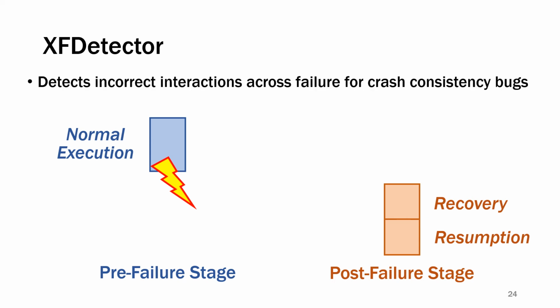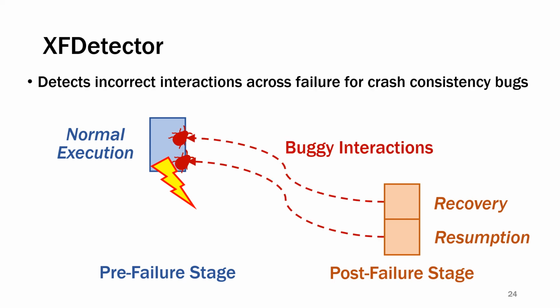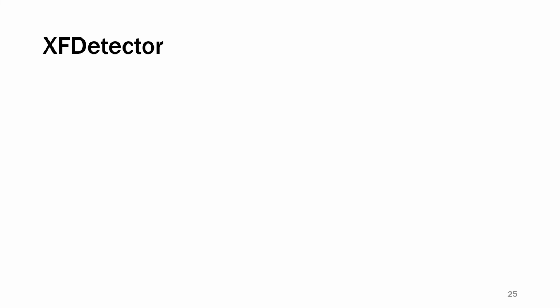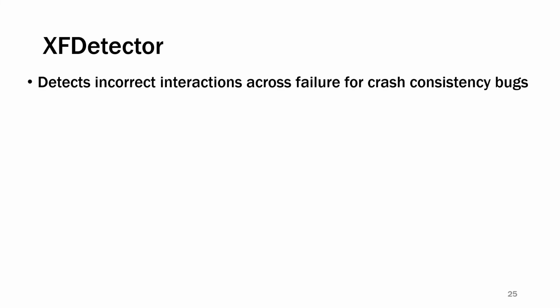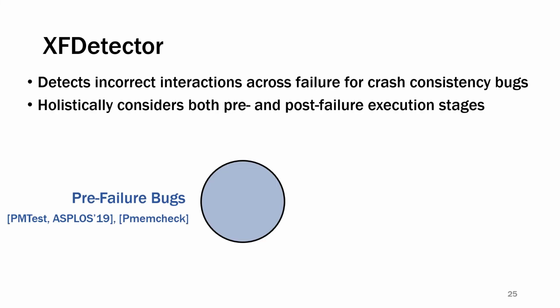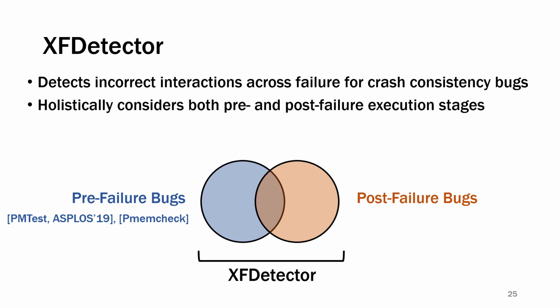XFDetector is a tool that detects incorrect interactions across failure for cross-consistency bugs. Unlike previous works that only detect one stage, that is, the stage before failure, XFDetector holistically detects both stages.